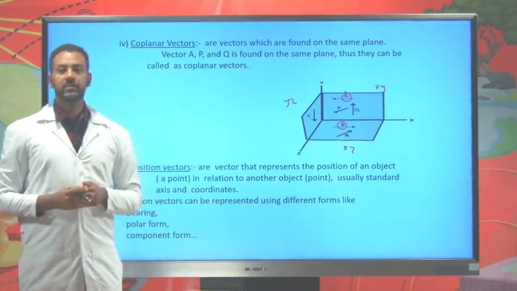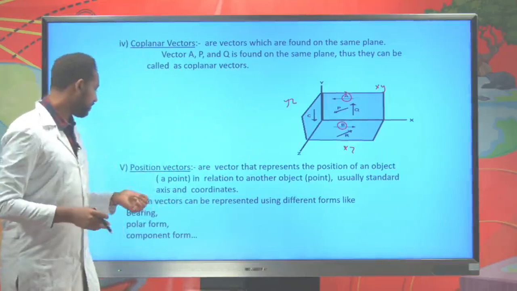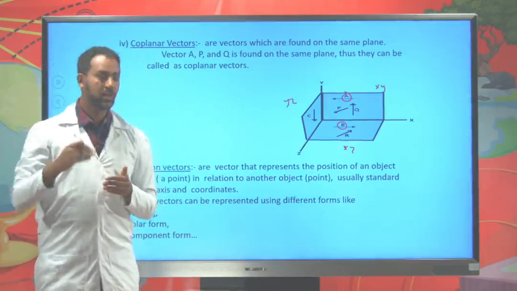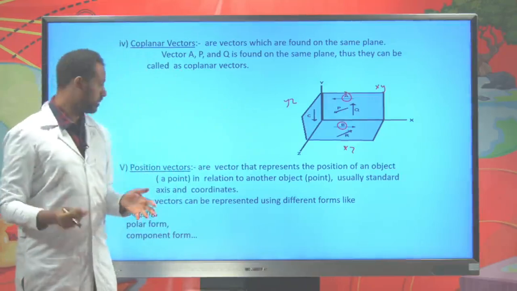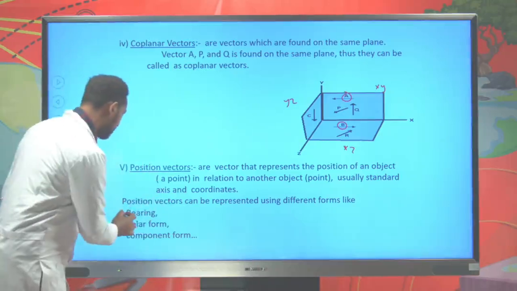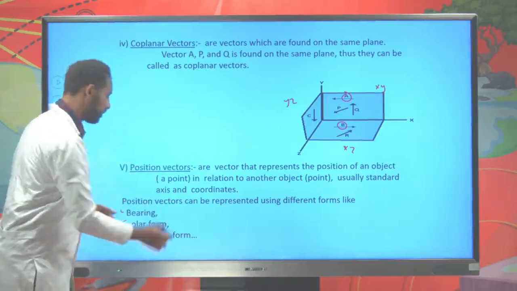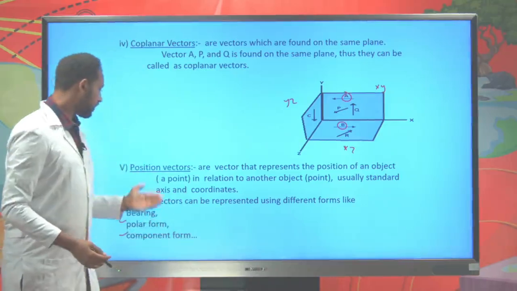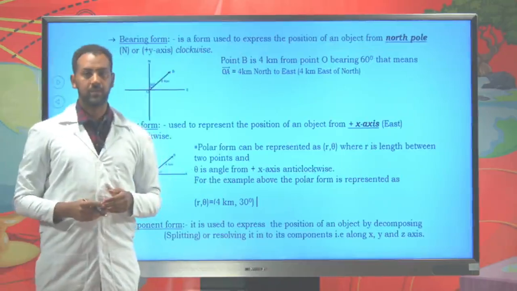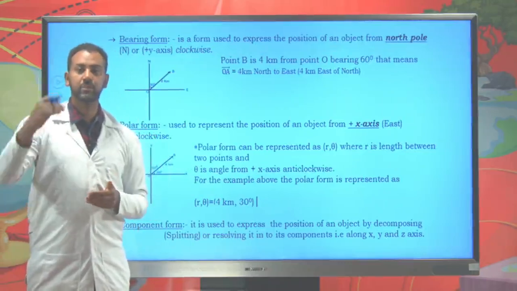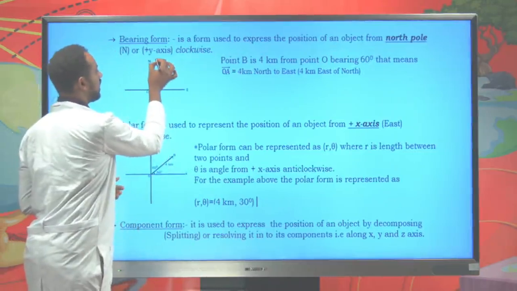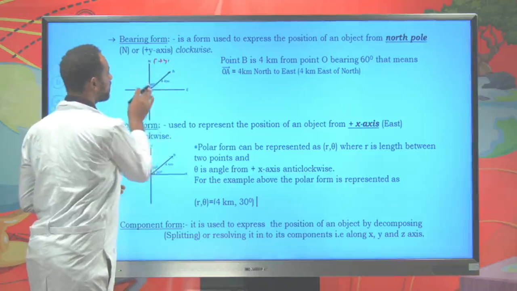The other important vector is the position vector, and it's the most common vector. Position vectors are vectors which are used to represent the position of something with respect to a well-known object or a well-known point. Therefore, it's possible to represent position vectors using bearing, polar, and component forms, different techniques of representing position vectors. The first method is using bearing. Bearing is a technique of representing the position of something with respect to the north pole, or it's possible to say the positive y-axis. So from the positive y-axis, clockwise.